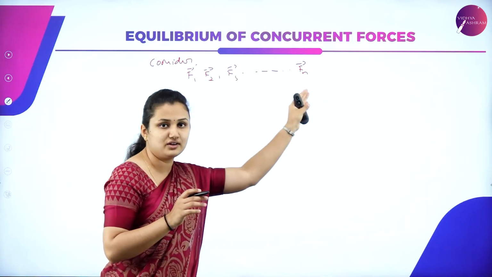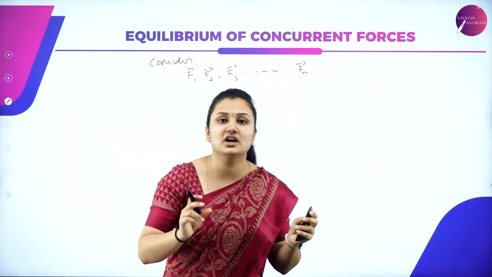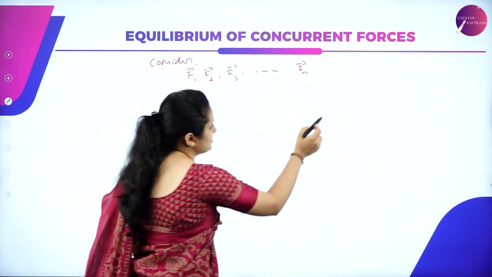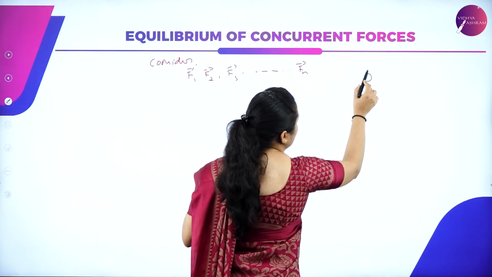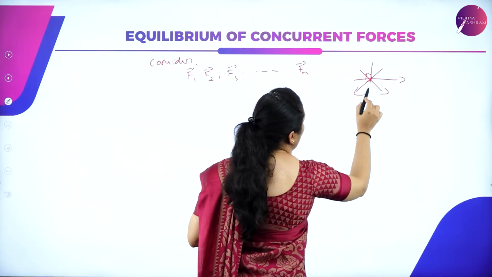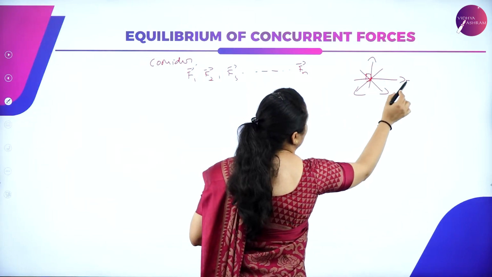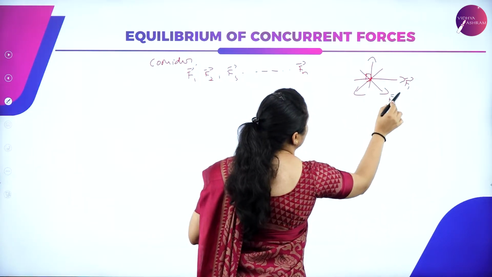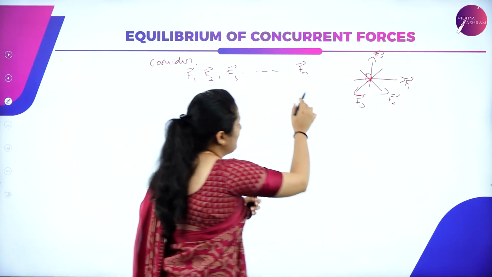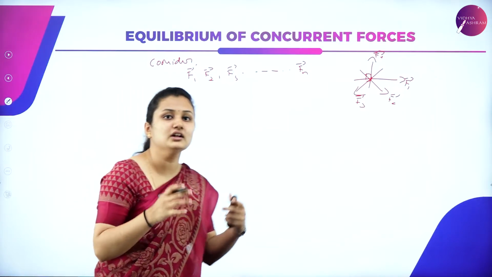So these are concurrent forces: the forces which are passing through the same point of the object. Suppose I have an object. These forces are passing through the same point of the object. I have F1, F2, F3, F4, and similarly Fn number of concurrent forces.